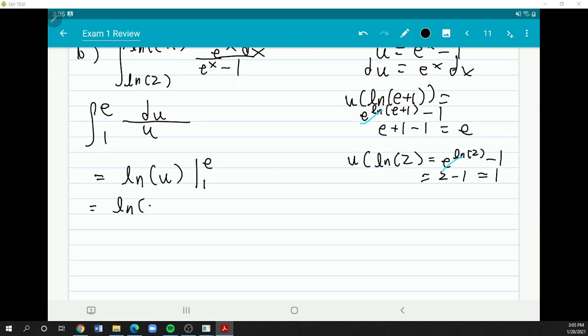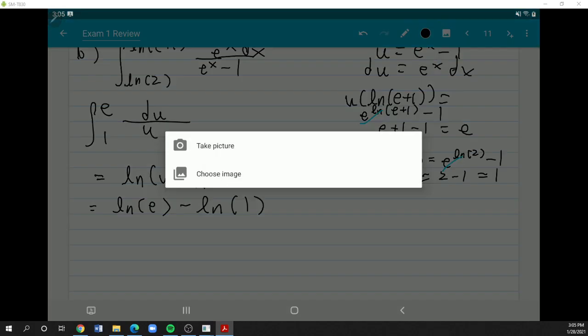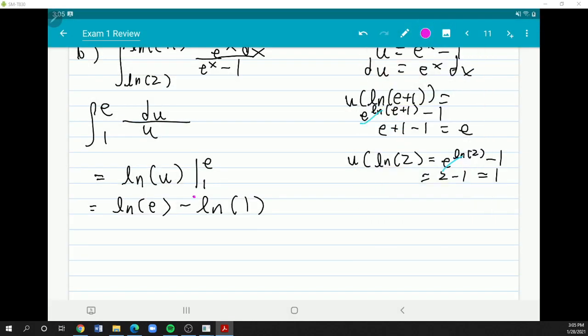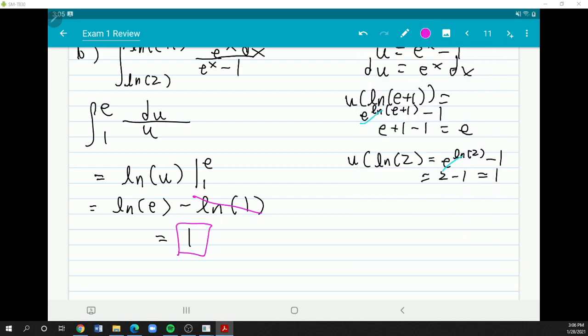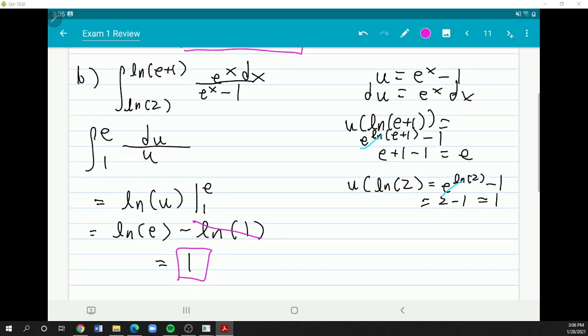So this is log of e minus log of 1. And now maybe you see why I chose those really weird bounds to start with. Log of 1 is equal to 0. And log of e is equal to 1. So believe it or not, the value of this integral with these weird bounds is equal to 1.